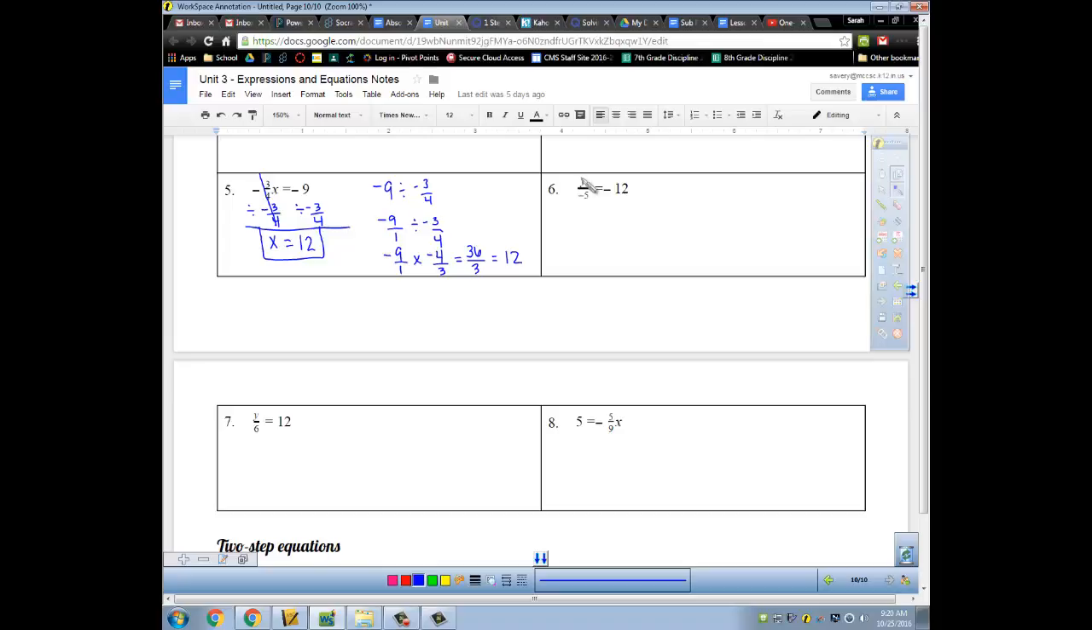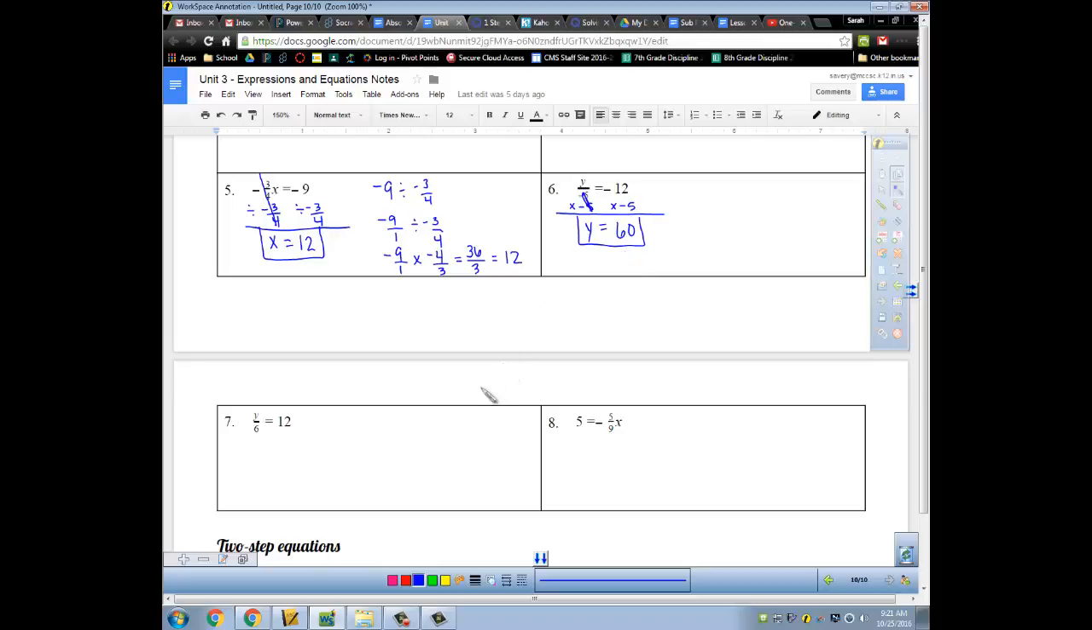Number 6, this says y over negative 5, which really means y divided by negative 5. So the opposite of dividing is multiplication. So we're going to actually multiply both sides by negative 5 here. So my negative 5s will go away because that was my goal. I'm left with a y on the left. Bring down your equal sign. Negative 12 times negative 5 is a positive 60. So y equals 60.